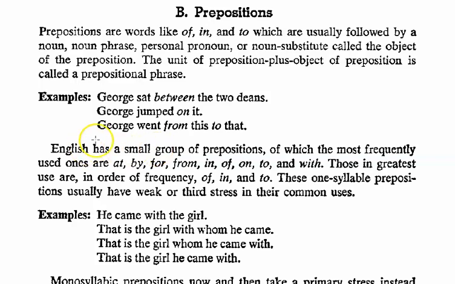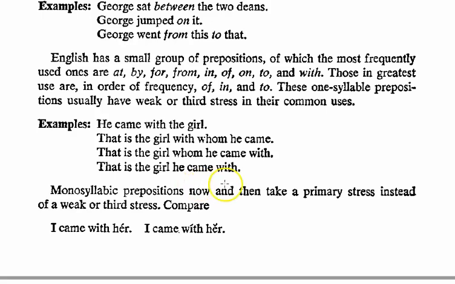Now, we have, in fact, in English, a very small group of prepositions, and this is why we may find them function in different environments. For example, in can be used with time, can be used with place. From also can be used with time, with place, space, distance, etc. Look at these examples here. He came with the girl. That's the girl with whom he came. That's the girl whom he came with. And this is the girl he came with.